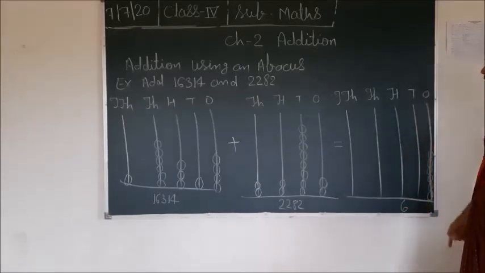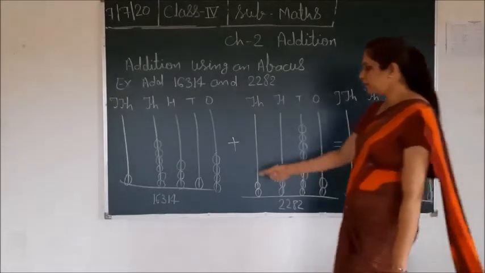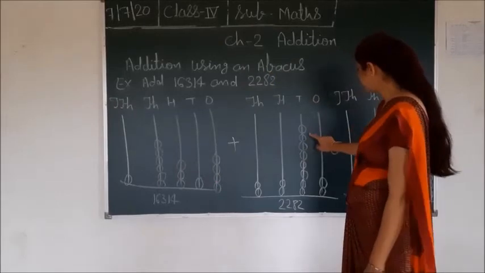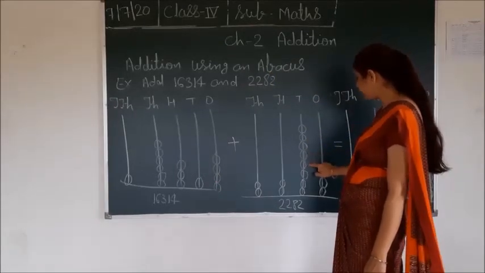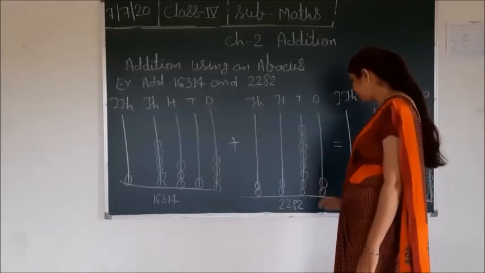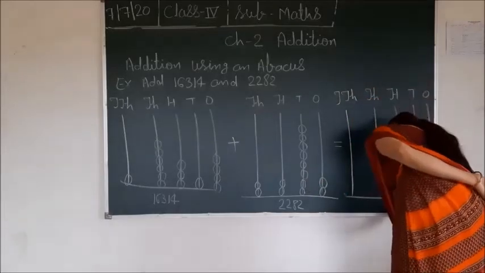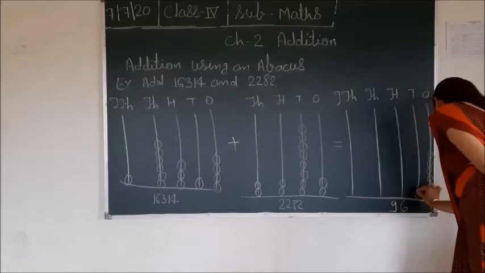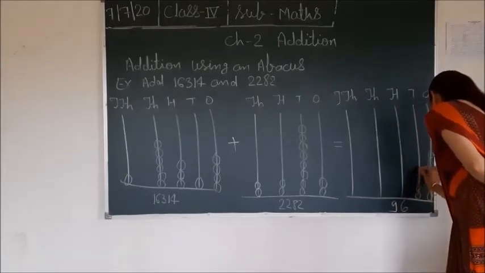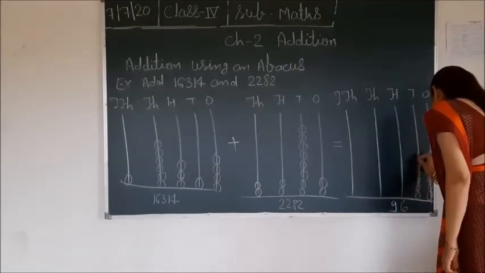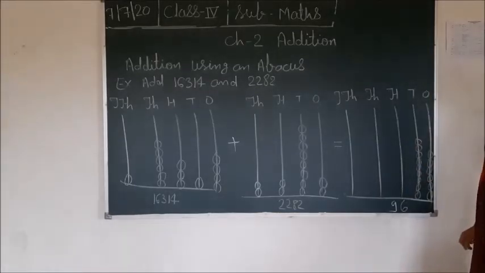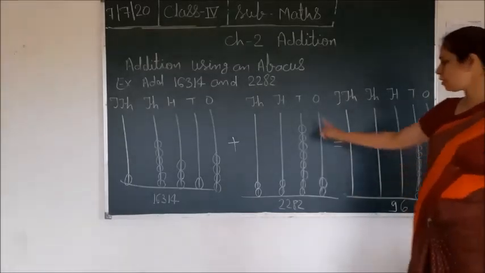Okay. Now place of tens. Here place of tens is 1 2 3 4 5 6 7 8 and 9 beads. Right here 9, and draw 9 beads. 1 2 3 4 5 6 7 8 and 9 beads. Clear? Now place of 100.